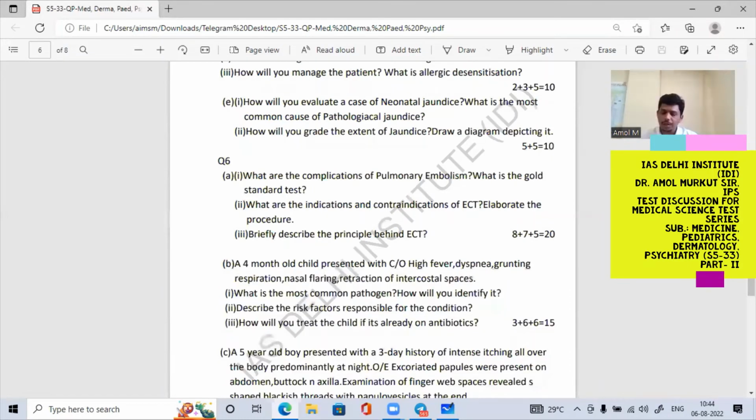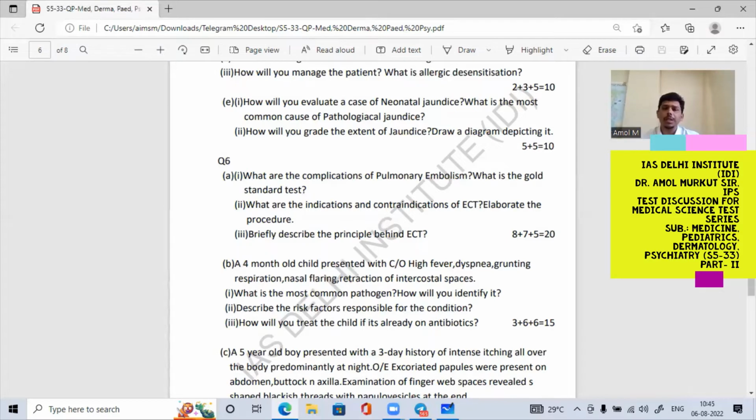Question 6: What are the complications of pulmonary embolism? What is the gold standard test? Complications: pulmonary infarction, then pulmonary hypertension, right ventricular failure, right ventricular type of cardiac failure, then embolism at other places, wasted ventilation. In case of very large emboli, there can be cyanosis also. So respiratory insufficiency we can call. These are the various complications of pulmonary embolism.